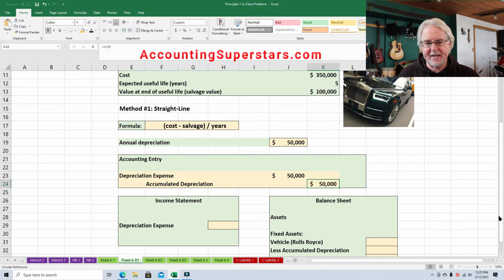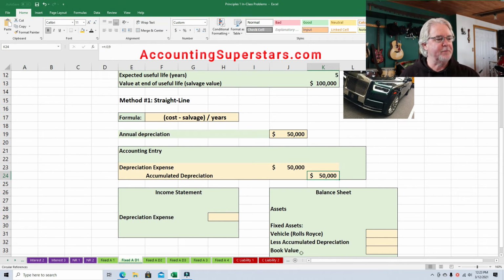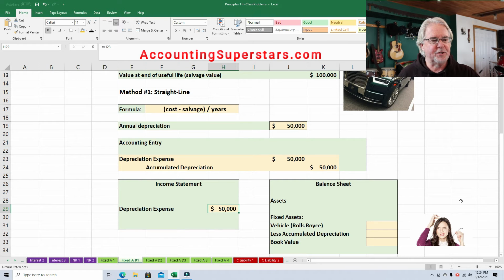So as far as the financial statements go, the depreciation expense will end up on the income statement right here, 50 grand. And, well, expenses are expenses. They reduce the profit of the company, or in this case, the university. And then the accumulated depreciation is going to flow over here to the balance sheet.